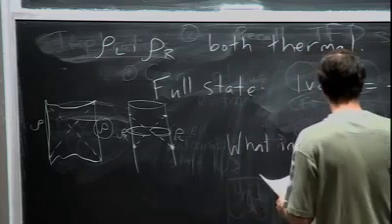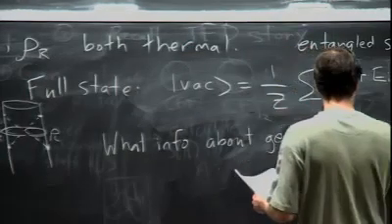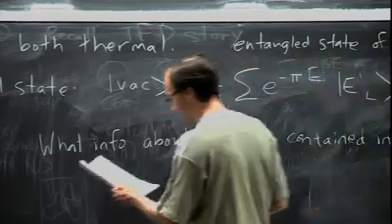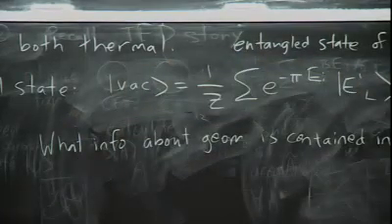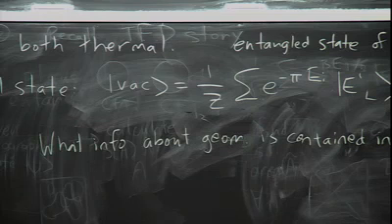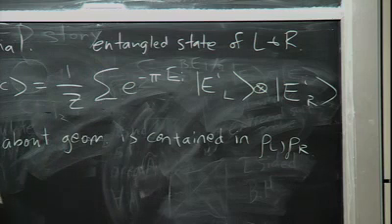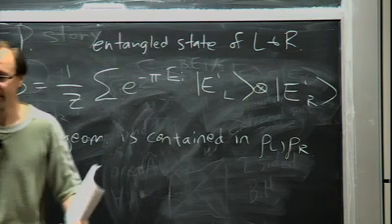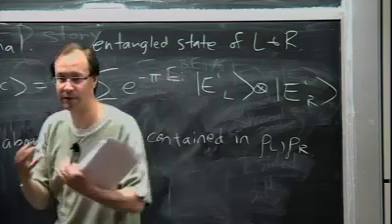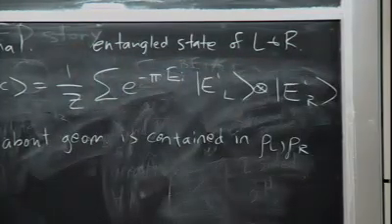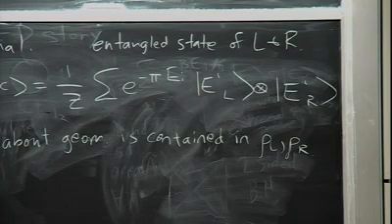Okay, so what info about the geometry is contained in rho left and rho right? Okay, so as with the black hole, the full entangled state should encode the full space-time geometry. Same thing here. If we know this full entangled state, that's equivalent to knowing that we're in the vacuum of the CFT on the sphere, and so that allows us to reconstruct the entire space. But if we only know the density matrix for one side, then what do we get?